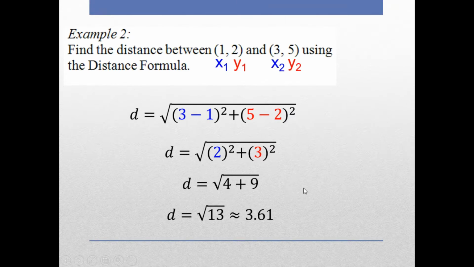So either way, you're doing the same thing. You're finding the same result. It's really just a matter of preference.